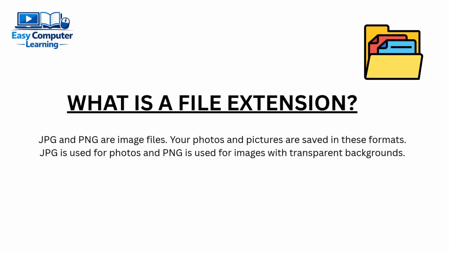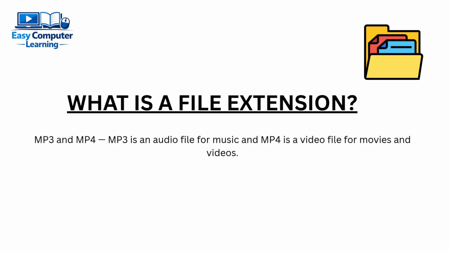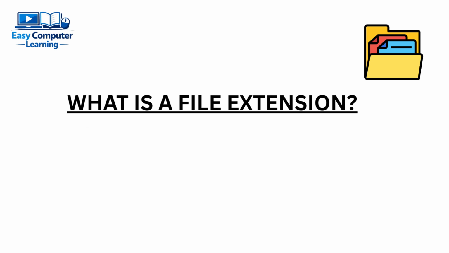JPG and PNG are image files. Your photos and pictures are saved in these formats. JPG is used for photos, and PNG is used for images with transparent backgrounds. MP3 and MP4. MP3 is an audio file for music, and MP4 is a video file for movies and videos.